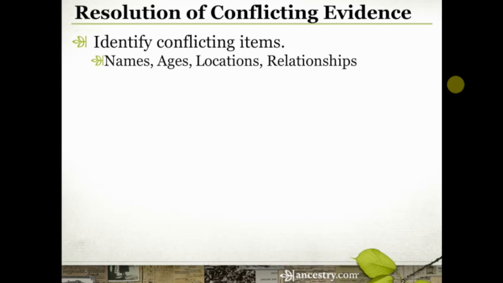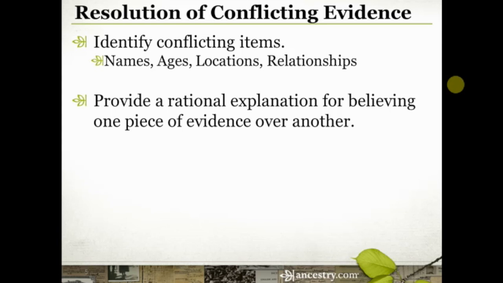And so you have to be able to identify what that conflicting evidence is. You cannot just dismiss it out of hand. You cannot just say, oh, well, that doesn't support the conclusion I've already drawn, or the idea already in my head, or the family story that's been told, and just ignore the evidence. Okay, you have to identify it. The next step in this process then, or the next way to resolve conflicting evidence, is that you need to be able to provide a rational explanation for believing one piece of evidence over another piece of evidence.